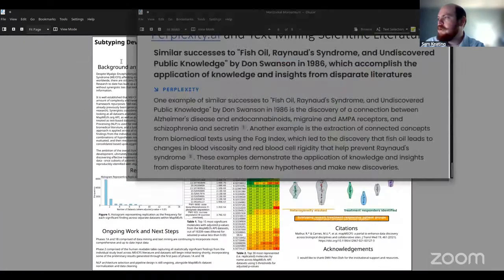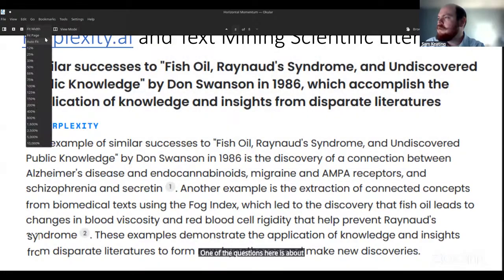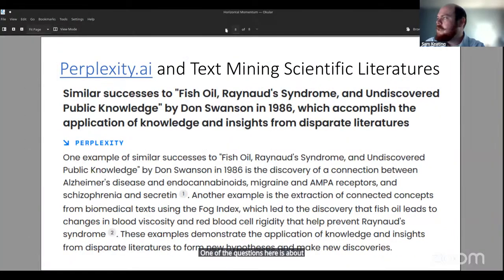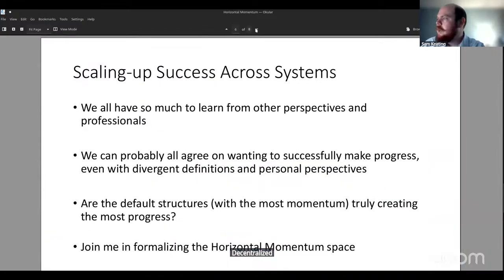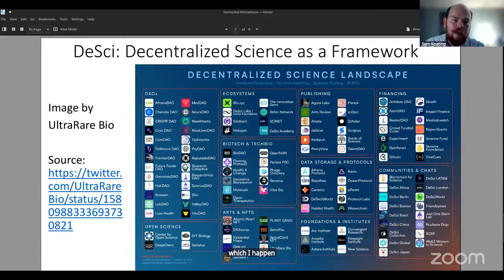One of the questions here is about decentralized science, which I happen to have handy right here. So DeSci, for anyone who's never heard of it, is an acronym or shorthand for decentralized science, and it shares a lot of commonalities in parallel with DeFi, decentralized finance.